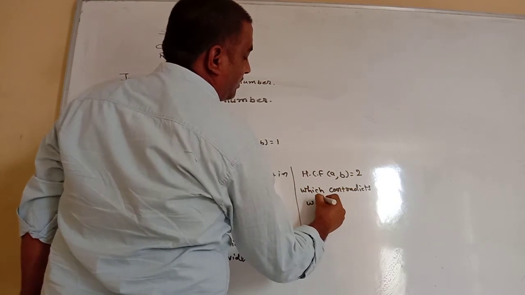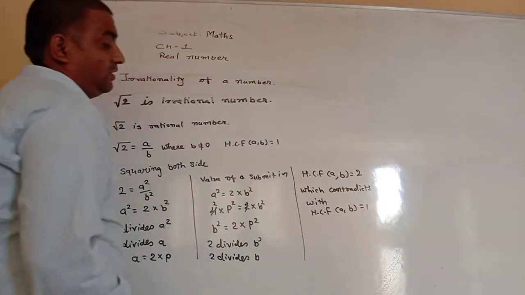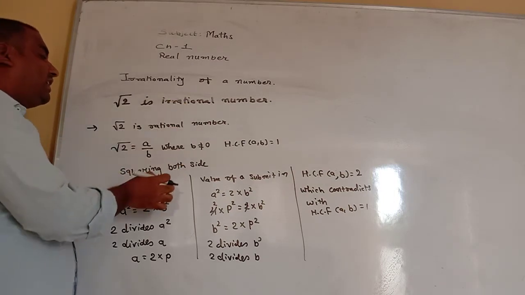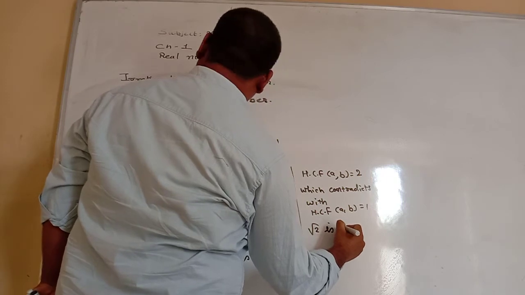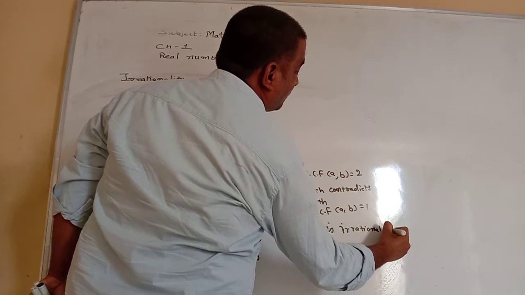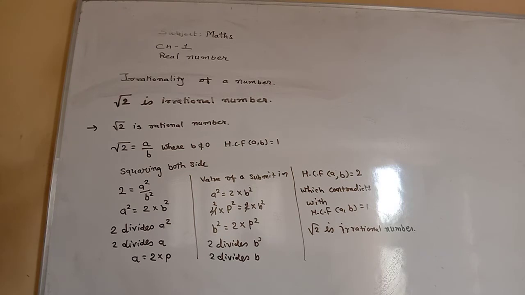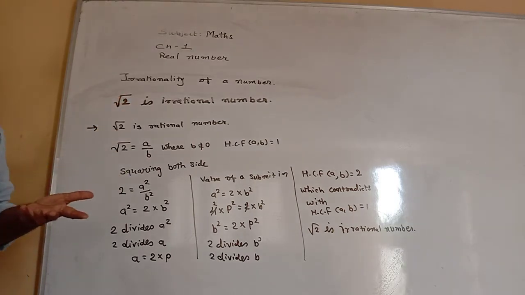With HCF of a, b equal to 1, whatever we have assumed is false and the given result is correct, and so we can say that root 2 is an irrational number. Similarly, using the result that if p is a prime number, root p is an irrational number, we can prove that root 2, root 3, root 5, root 11, any such number is irrational.